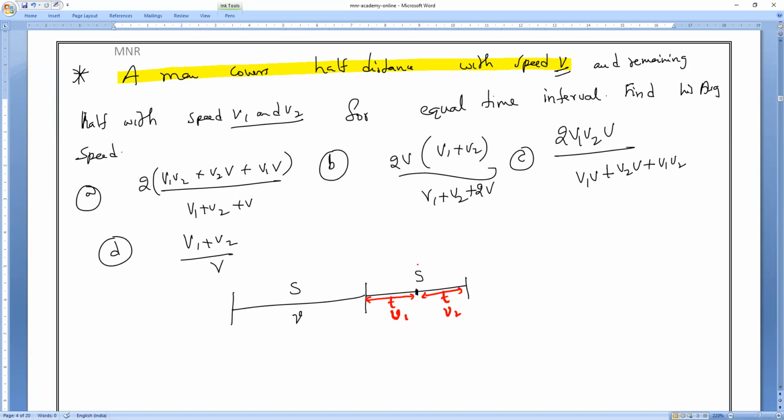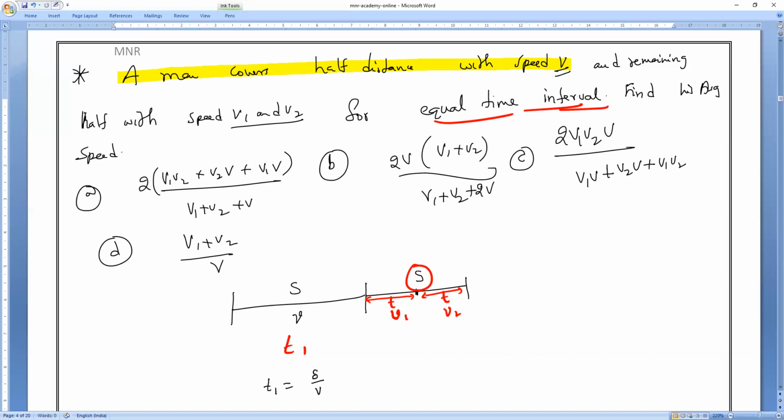Can you tell me what the total s is here? Let me take the time as t1 here and t here, because they are traveling with equal time intervals in the second half distance. Understood or not? Yes, sir. Sir, we can take t by 2. You can take t by 2, but I am taking the first half time as t and the next half time as t. Okay? Now let me take t1 first.